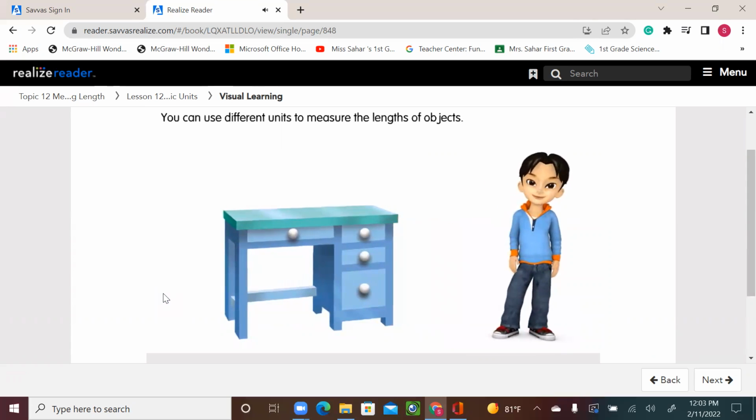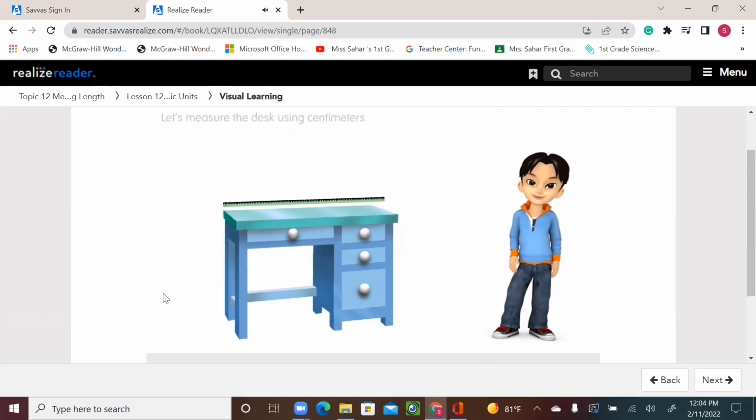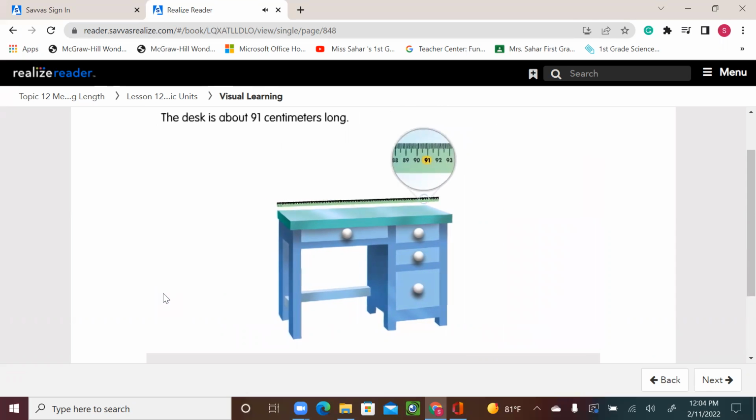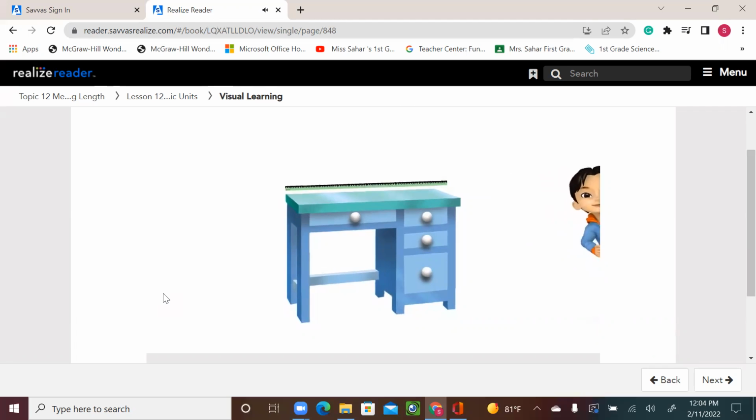You can use different units to measure the lengths of objects. Would you use more centimeters or more meters to measure the length of the teacher's desk? Think about this question during the lesson. Let's measure the desk using centimeters. The desk is about 91 centimeters long. Now let's measure the desk using meters. Is the desk more than 1 meter or less than 1 meter long?